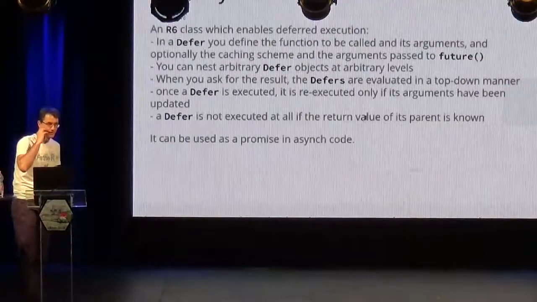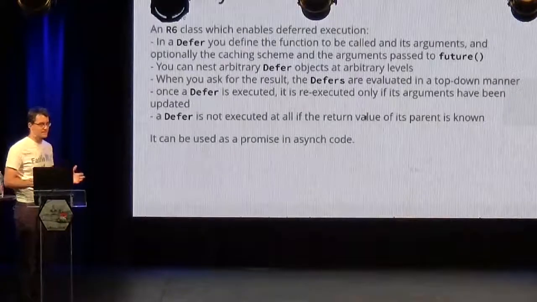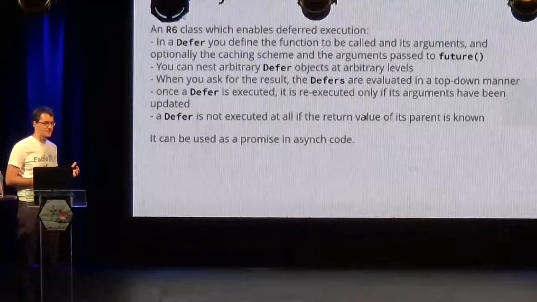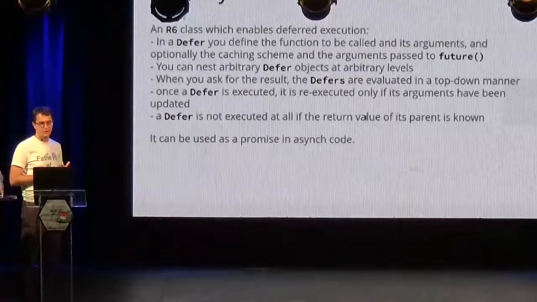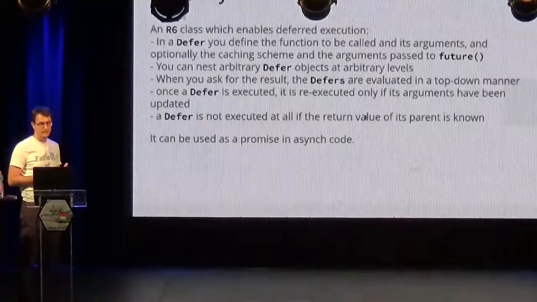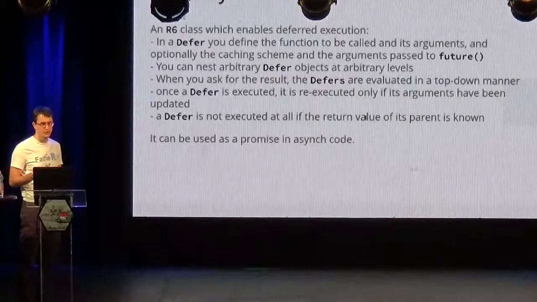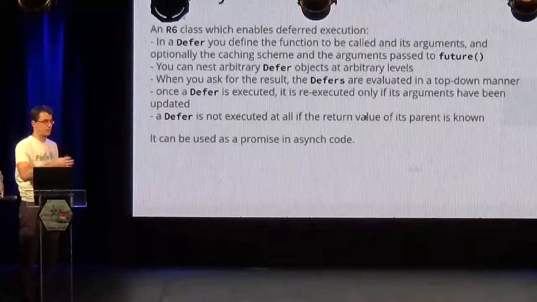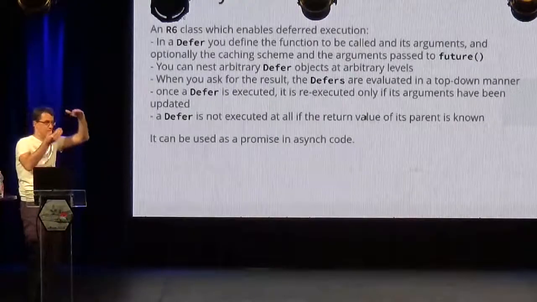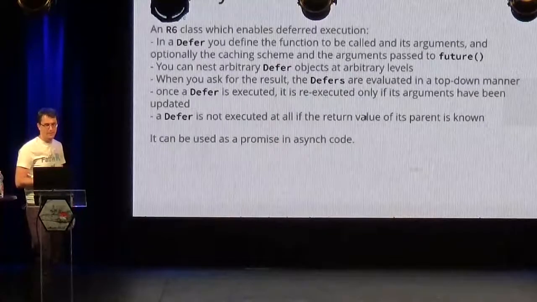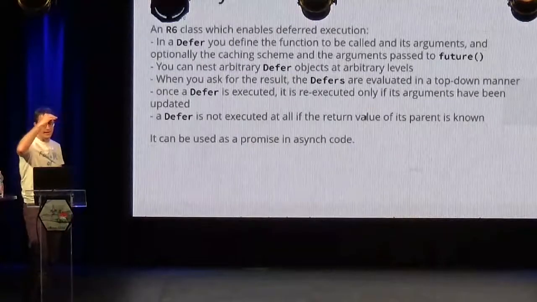So as a summary, a radii defer object is just a plain simple R S3 class where you define the function to be called and its arguments, and optionally the caching scheme and the arguments to be passed to future. You can nest arbitrary defer objects at arbitrary levels, so you can have 10 levels in your hierarchy if you wish. And when you ask, the defers are evaluated in a top-down manner.